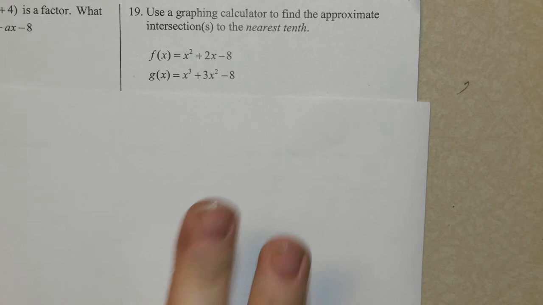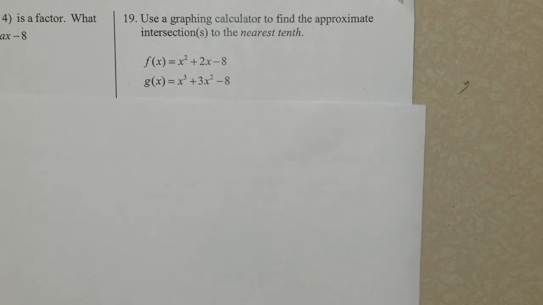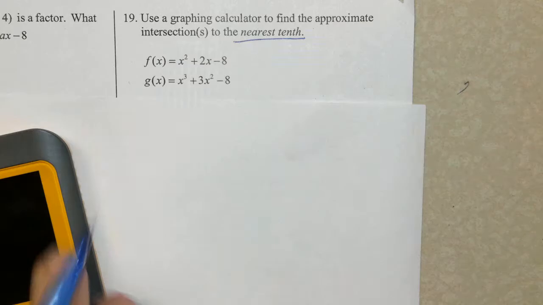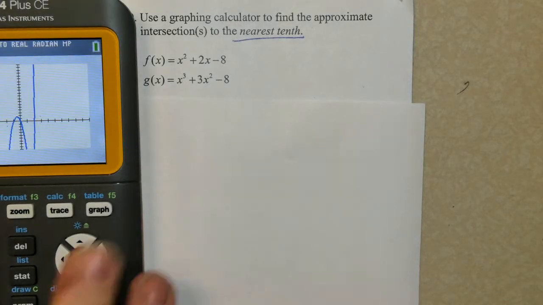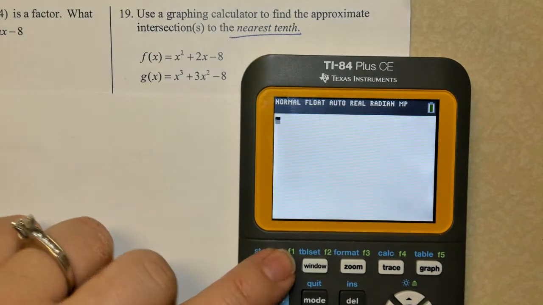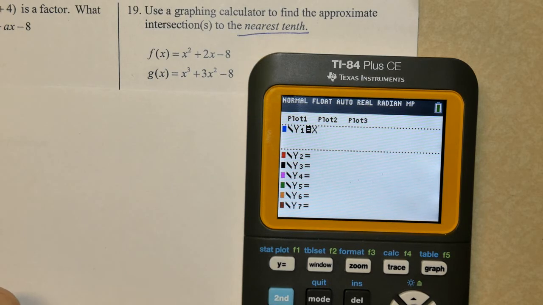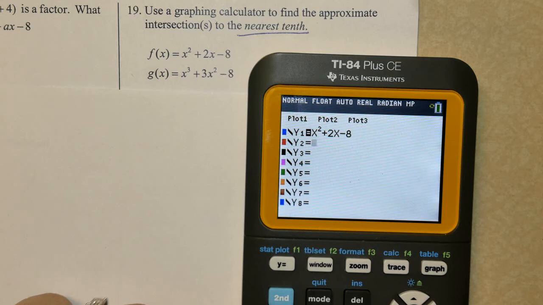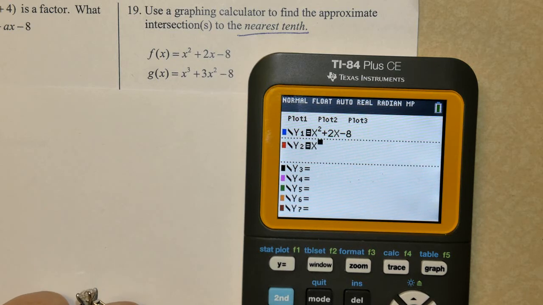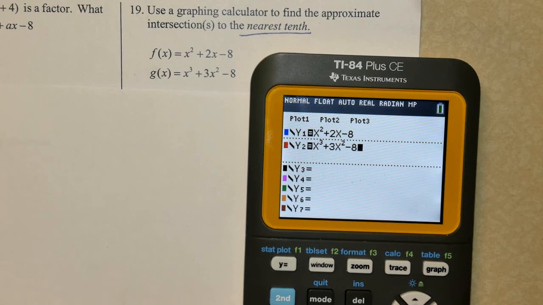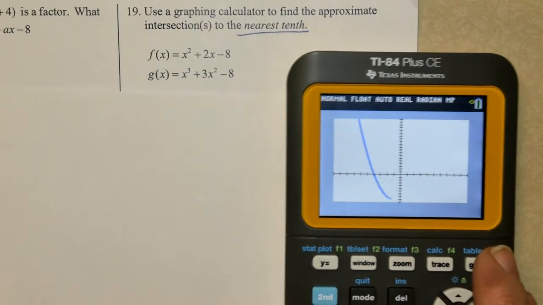Use a calculator to find the approximate intersection, and the key is to round to the nearest tenth. Okay, so I'm going to come up here. It's nice with these graphing calculators that have colors. Clear out anything that's currently in there. I'm going to type in x squared plus 2x, subtract 8, and x to the third plus 3x squared, subtract 8, and graph it.